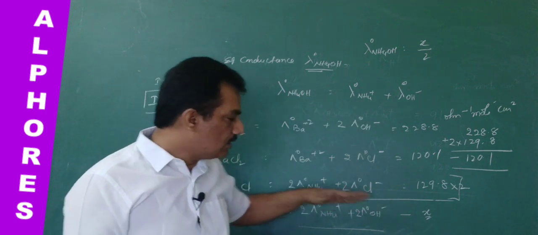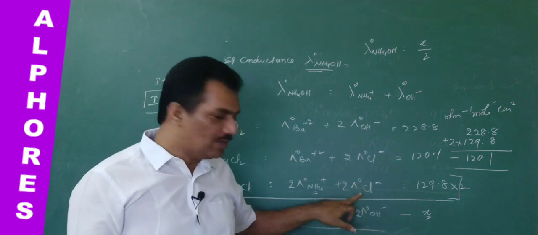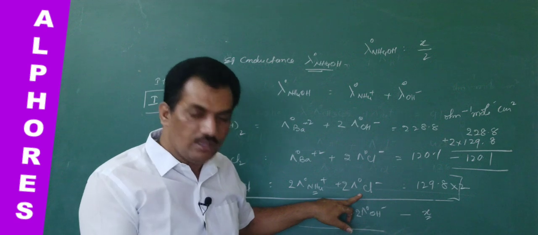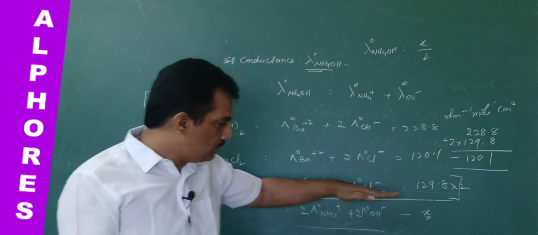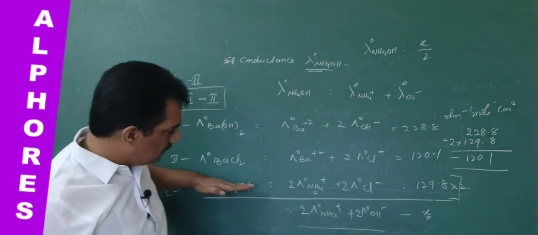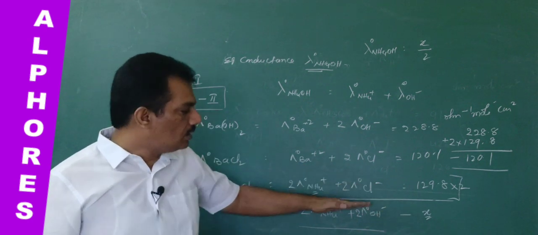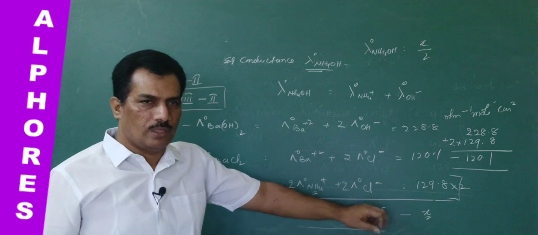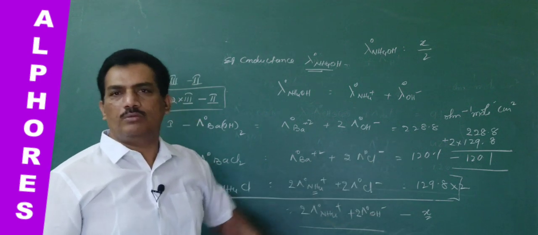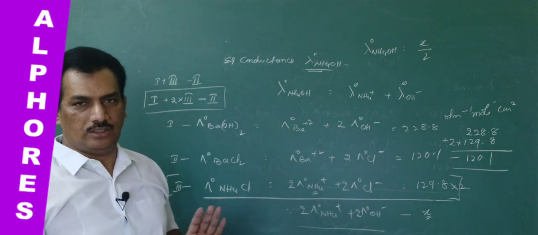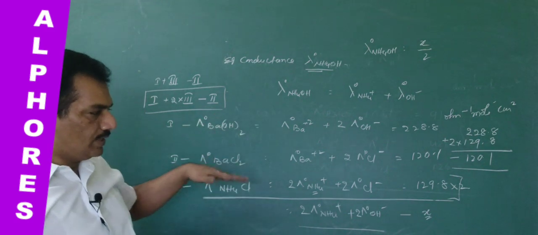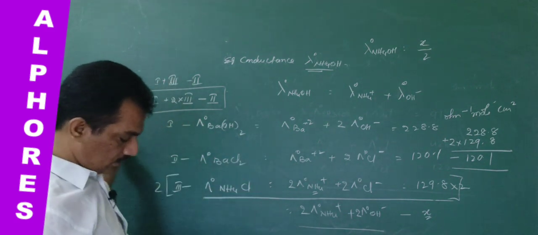And when you are cancelling, you remember, not only should you multiply only the ion which is to be cancelled, you have to multiply the total, that is including the conductance, with that suitable number. Here it requires 2, that's why with 2. In case it requires 3, you have to multiply with 3, like that. Clear? You solve this one and you ascertain the answer.